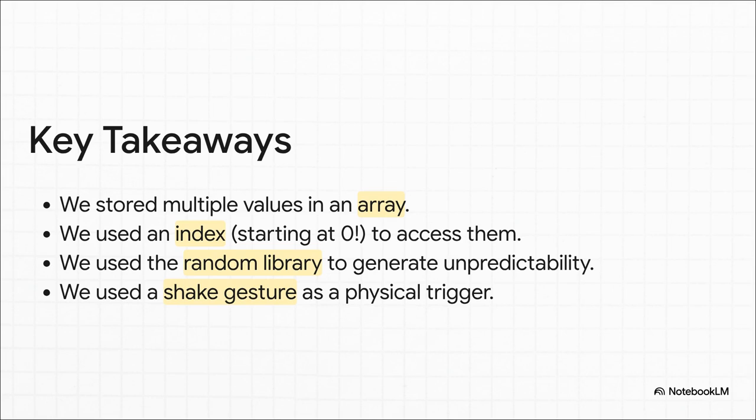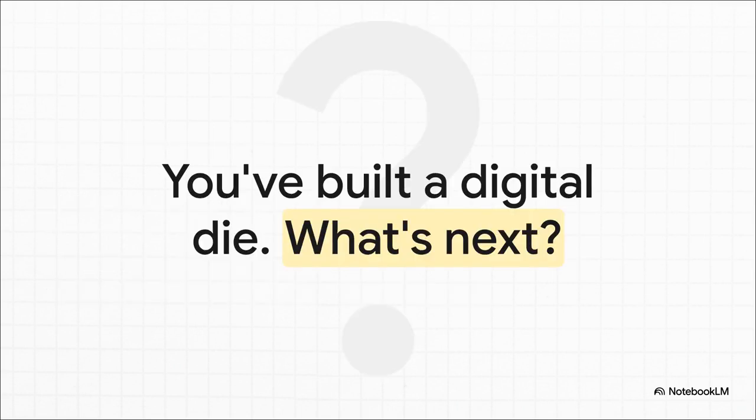So let's do a super quick recap of what we just pulled off. We used an array to hold our whole list of numbers. We learned that to grab one of those numbers, you need an index, and don't forget, that index always starts at 0. We brought in the random library to break away from predictable logic, and we used a physical shake gesture as a really cool trigger for our code. And that's pretty much it. You now have the fundamental building blocks for creating real unpredictability in your code.